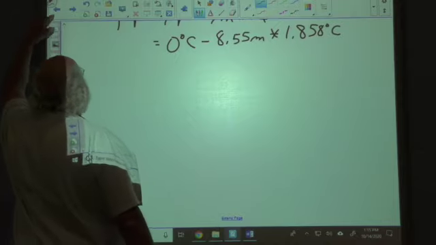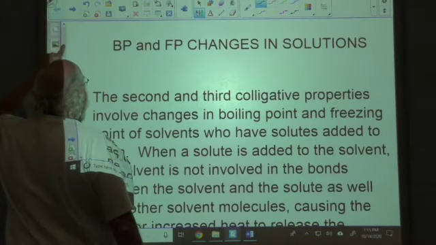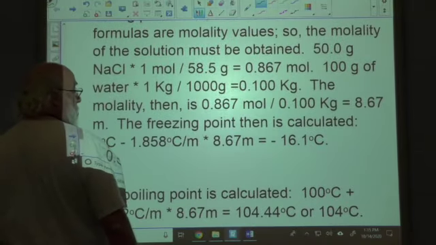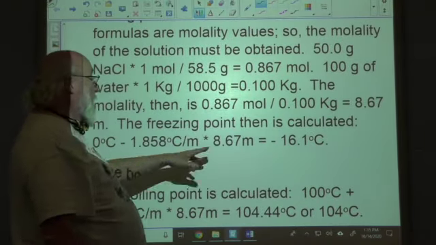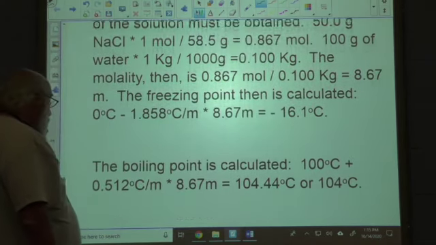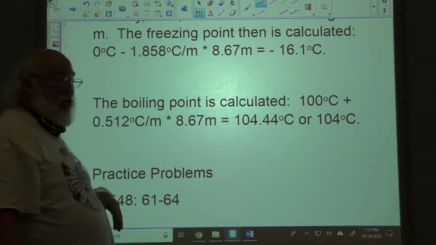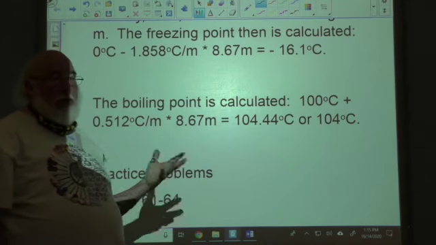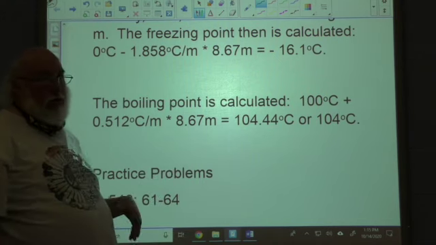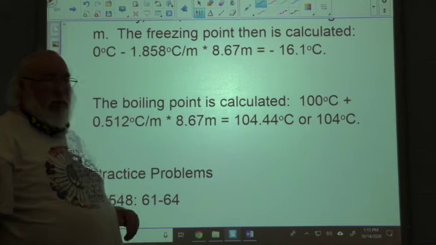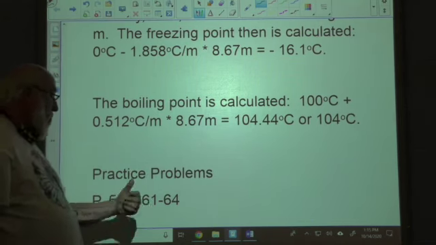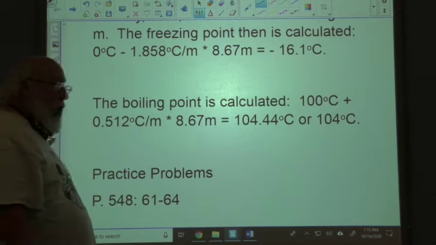I remember something in the neighborhood of 14 below zero. Let's check it out. Oh, it's not even close, it's 16. So it's negative 16.1 degrees Celsius rounded to 3 sig figs. So those are your two values. It's a very simple process. Just be careful you know what the solvent is when it's not water. And yes, you'll be allowed to use a chart when we have the quiz on this stuff. So, practice problems, page 548, 61 through 64, all of them. And good luck.